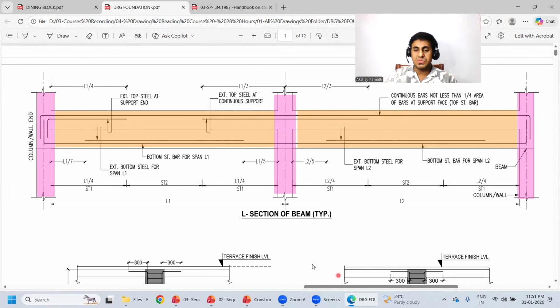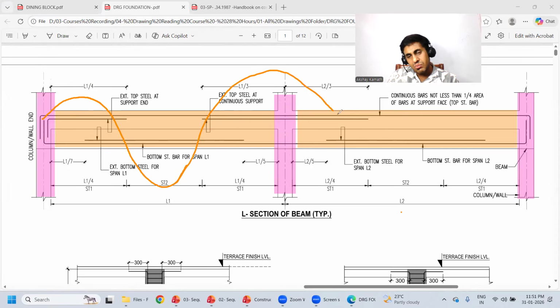Since it's a continuous one, the bending moment will be like this here. Here it will not experience much negative bending moment, only up to this point. Then it will turn into a sagging bending moment. Since the beam is continuous in this portion, it will experience a higher amount of negative bending moment here. Then again it will turn into a sagging bending moment. Then again it's a small bending moment. So this is a portion where your bending moment is maximum.